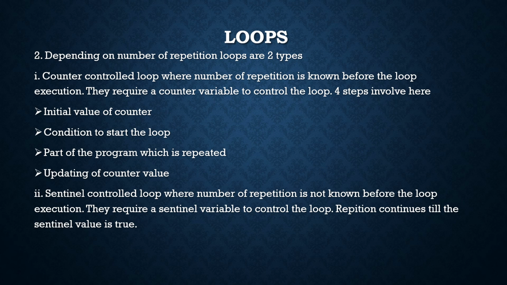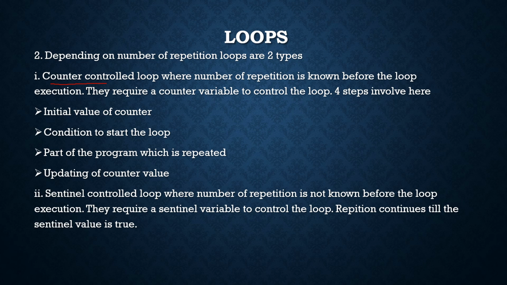Now let's see, depending on the number of repetitions, the loops can again be divided into two types. One is counter control loop. Here the number of repetitions is known before the loop execution. They require a counter variable and four clear-cut steps are used here.